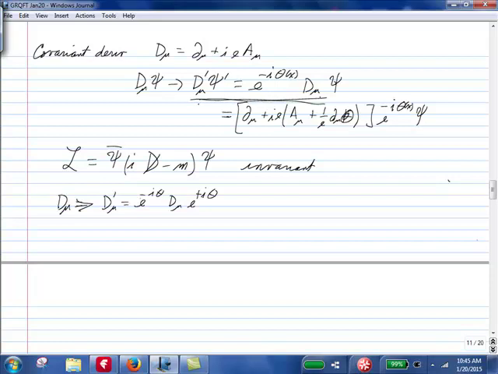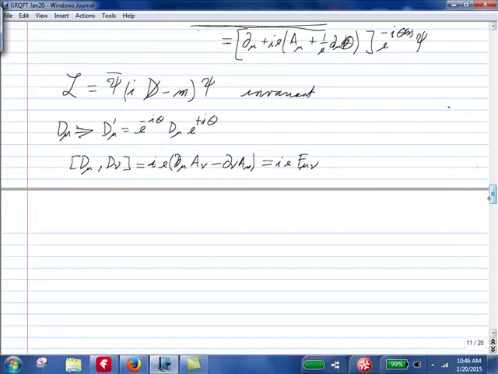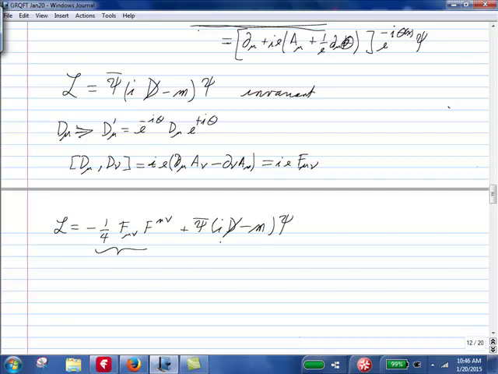If I make d mu commuted with d nu, that gives me ie d mu a nu minus d nu a mu, which is ie f mu nu. That is then an invariant, and we can then form the Lagrangian: minus a quarter f mu nu squared plus psi bar i d slash minus m psi. This is the photon Lagrangian. This is the Dirac Lagrangian.